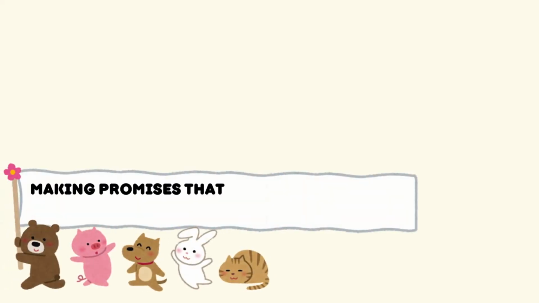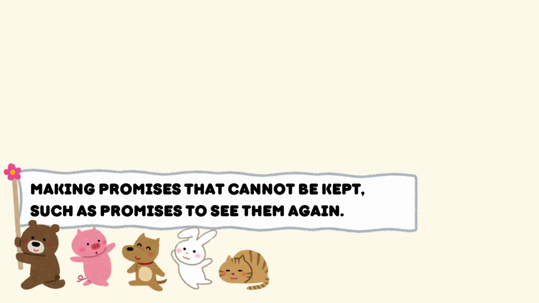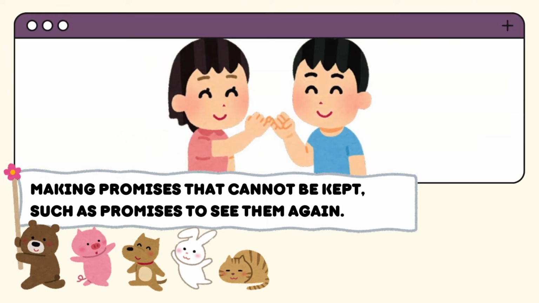Then, making promises that cannot be kept, such as promises to see them again. When we are consistent with our promises, it makes children feel secure and it helps them to learn from the concept of commitment. If we break our promise, this would cause distrust and disrespect from the children and disappoint them.